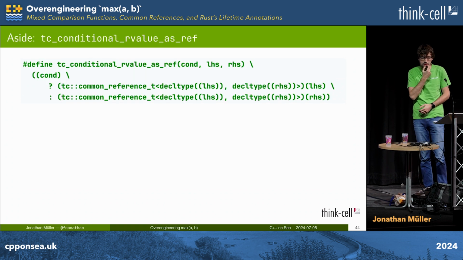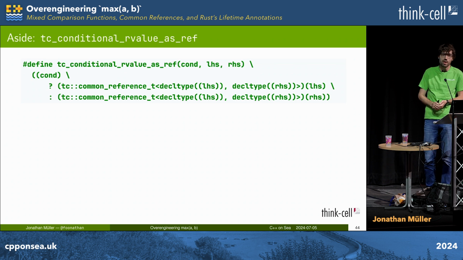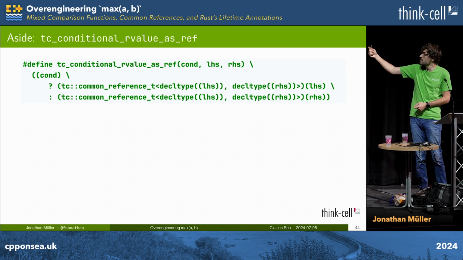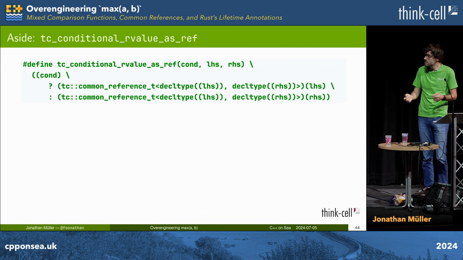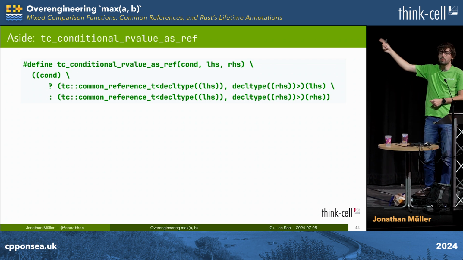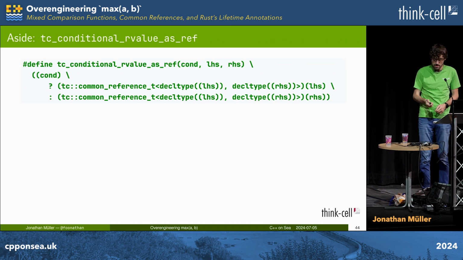So this is the implementation. We just compute the common reference first and static cast both arguments to it. Now they have the same type. The ternary operator doesn't do any conversion, just keeps it intact. And it also has the side effect that if we specialize common reference, we actually can use the ternary operator. So we have a specialization for nullopt and T that returns an optional T, and we can use that with our macro, which is really convenient. We used it in a bunch of places.